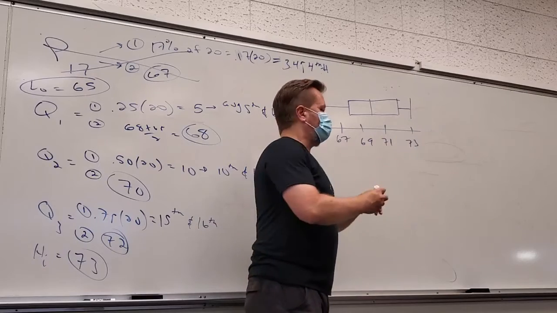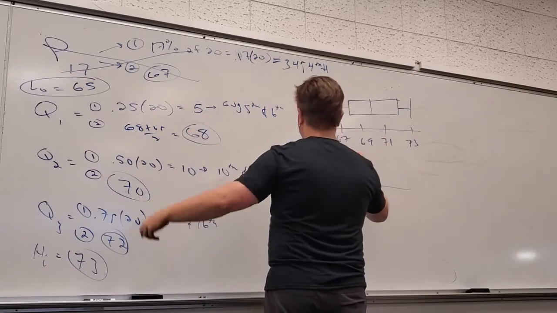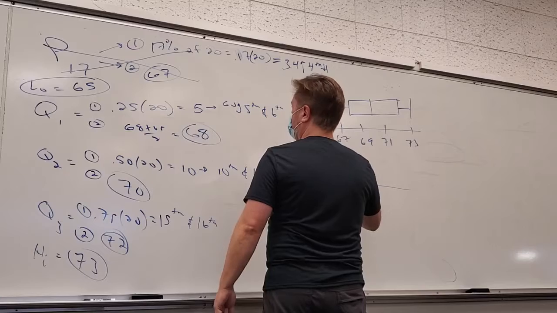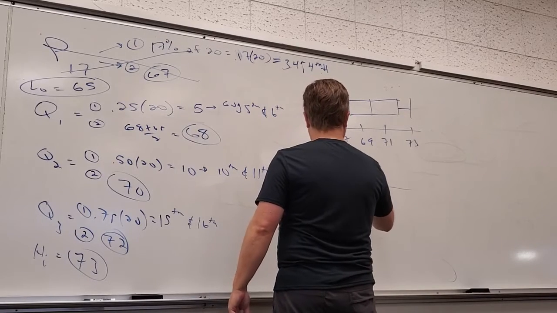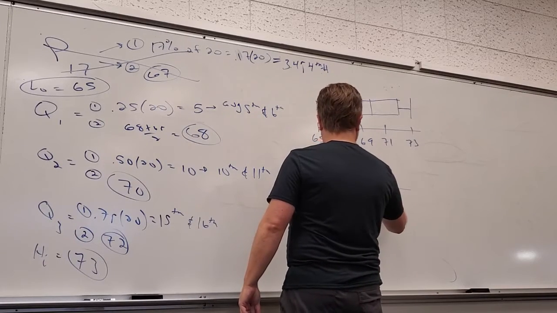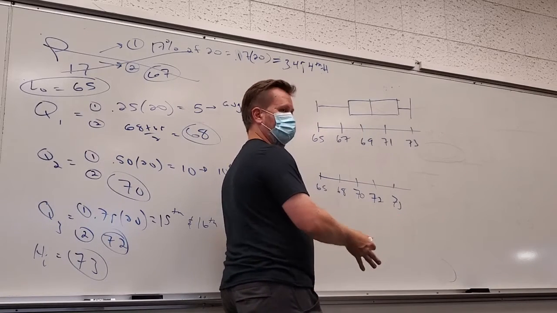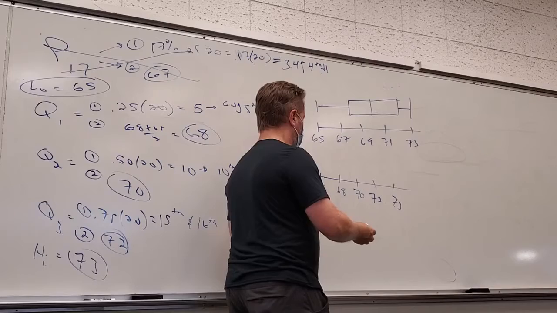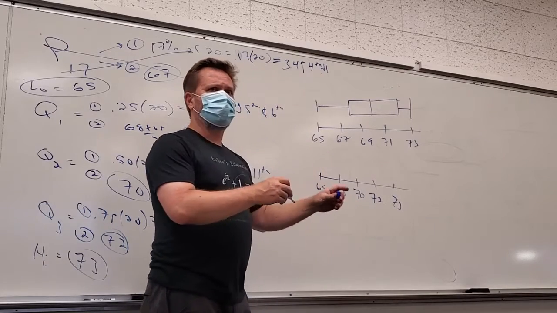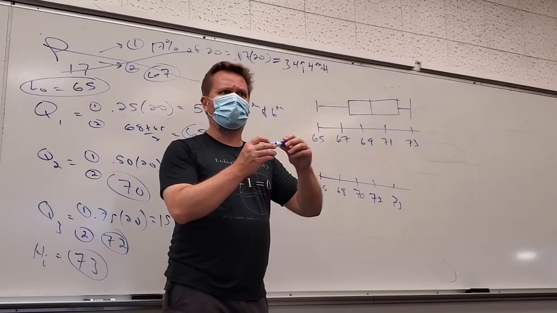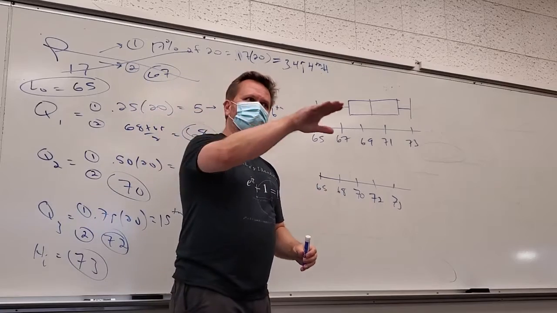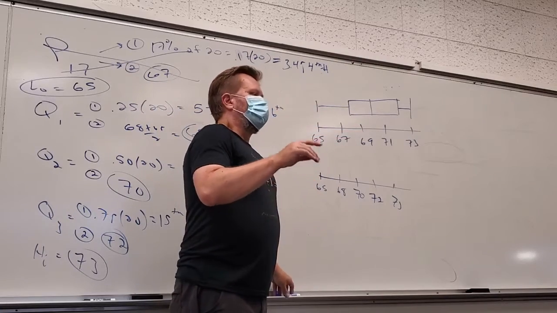What kills me is when people do 65, 68, 70, 72, 73. I get this all the time. I'm like, what the heck? You guys understand what I'm saying? This is the quickest way to make a science or a math teacher cry, is to not have a consistent scale. Let me show you something really cool.